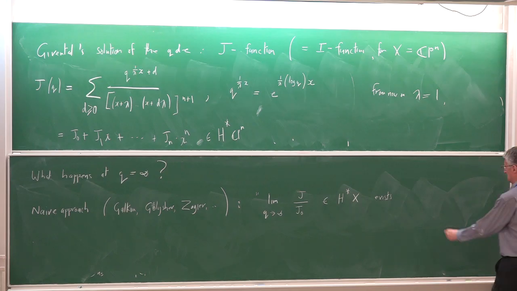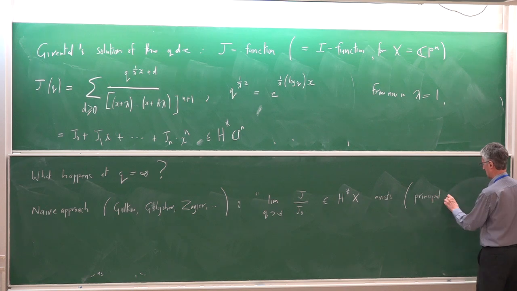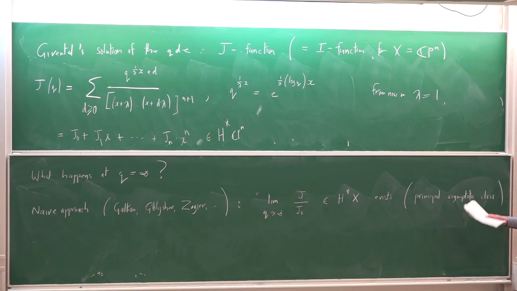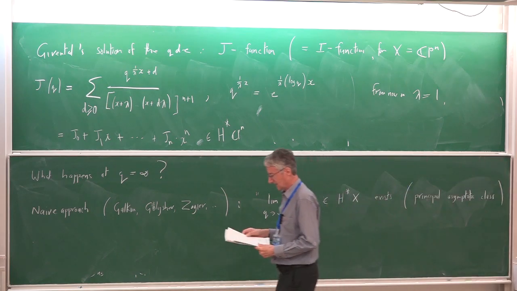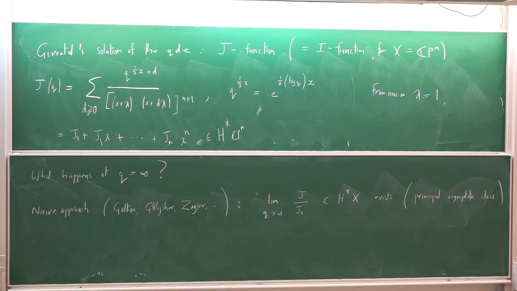And they call this the principal asymptotic class. The principal, so it's a class, it's a cohomology class, right? And I call it naive because it's kind of easy to write the formula. I hope they don't mind me describing it as naive, but it's naive in the good sense. It's a kind of straightforward and meaningful. The question is, why does the limit exist? It's maybe not completely obvious.